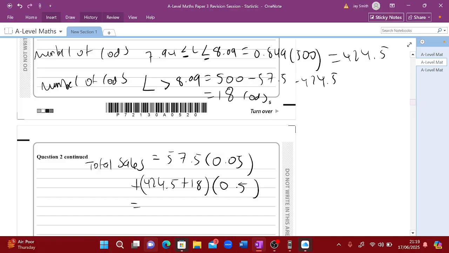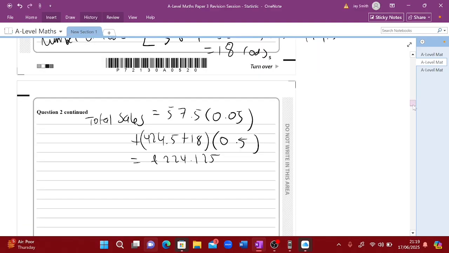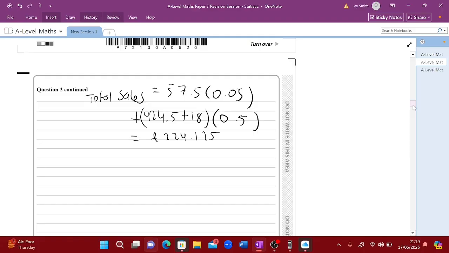I'll just put all this into a calculator. And we get 224.125. I'm not going to round yet. Again, like we just did earlier, we'll round at the very end, if we need to. That's how much sales there are. Obviously, it should be 2 digits for pence, but I'm not going to worry about that at the moment. I'll leave it as that. So that's the sales.